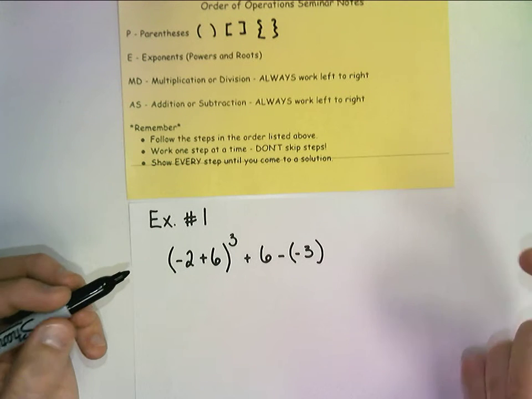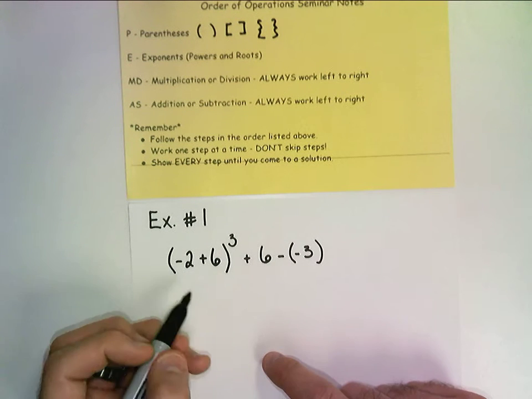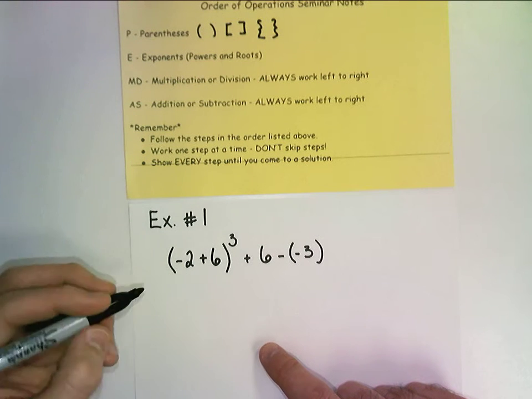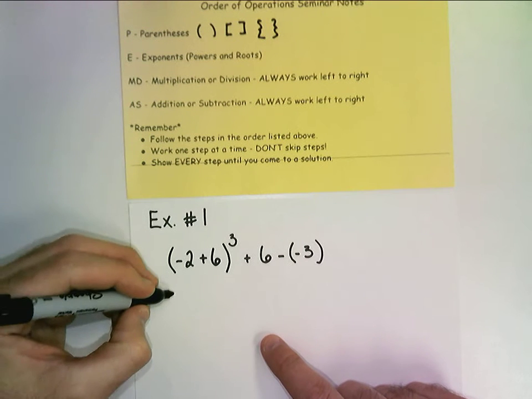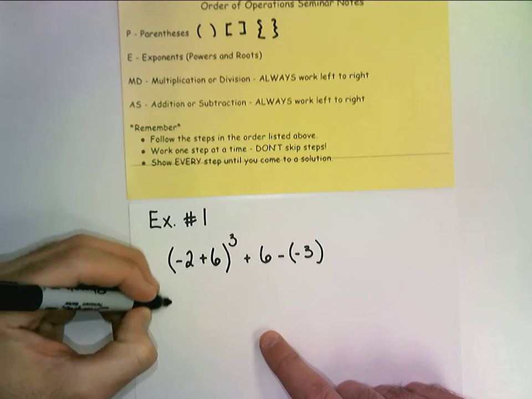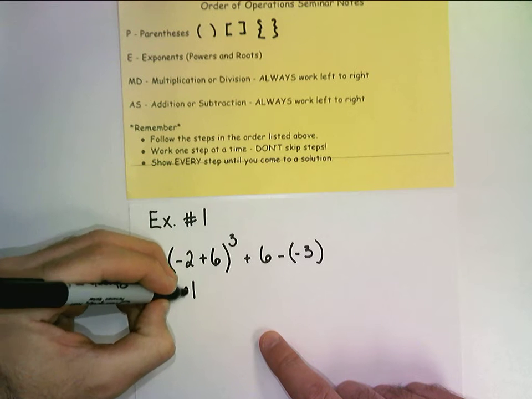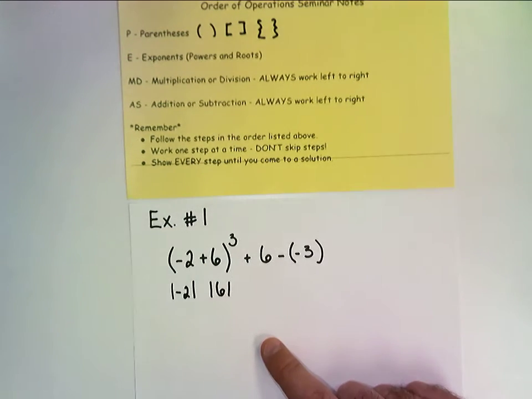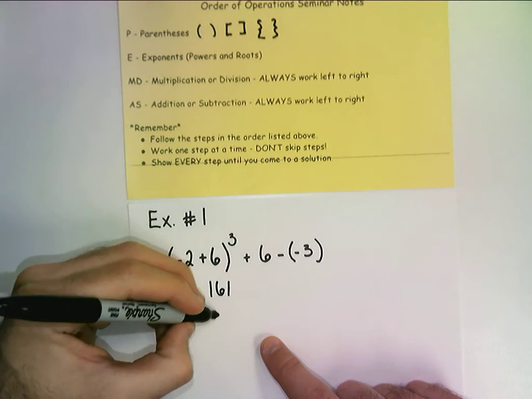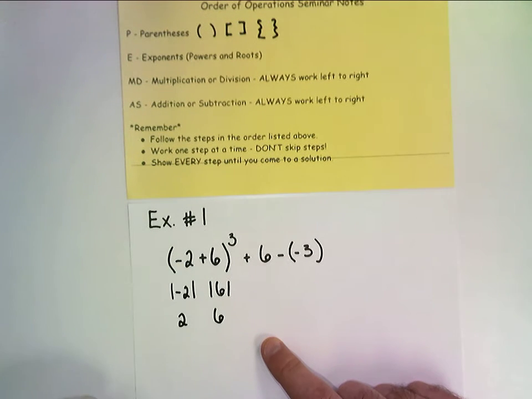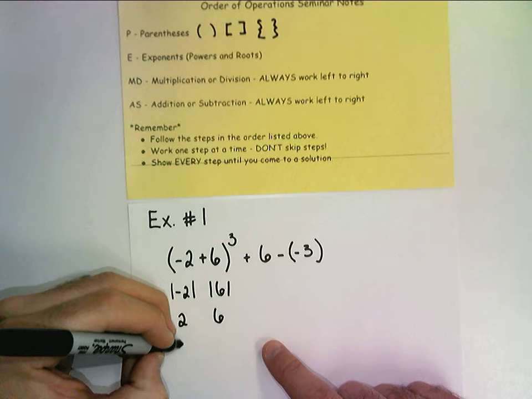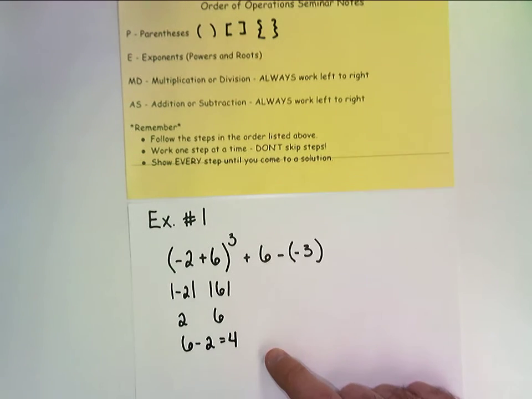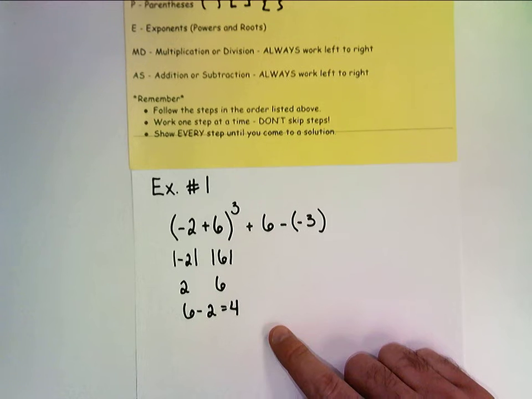So once again, your integer operations show up here. We have a negative plus a positive. So if I look at this from the stance of absolute value, remember that, absolute value of -2 and absolute value of 6, I would end up with 2 and 6. I take the larger minus the smaller, so 6 minus 2, which is 4.